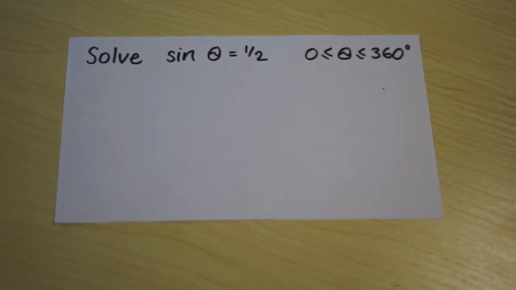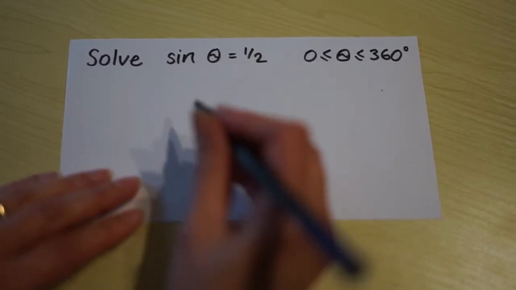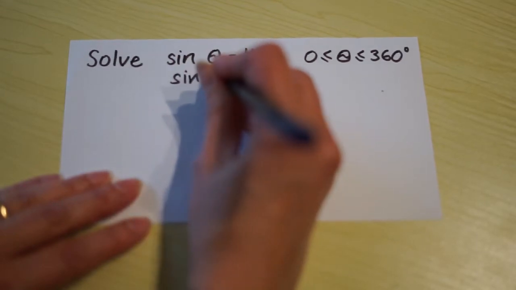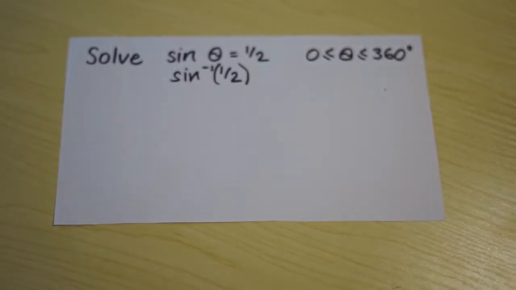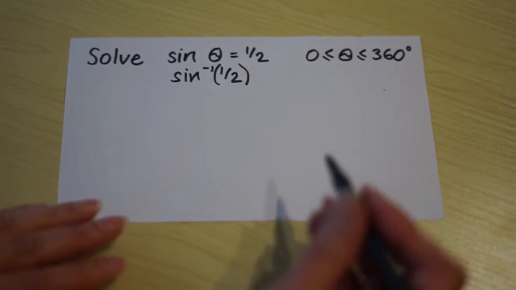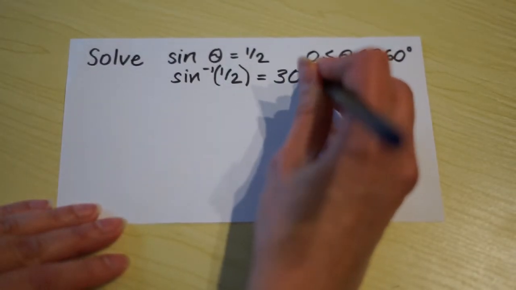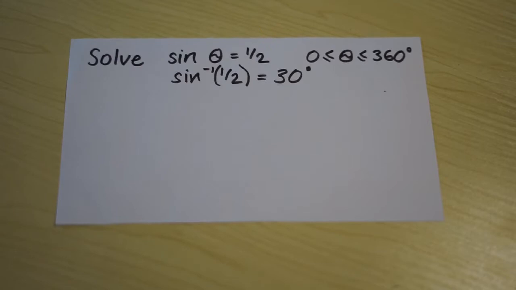Okay, so to solve this, we start off by using our calculator to calculate one value of theta. So we type this into our calculator, and we discover that that's 30 degrees. So this isn't the whole answer. The calculator can only give us one answer, so we have to now use that to work out the other answers. So one method to do this is by using the CAST diagram.